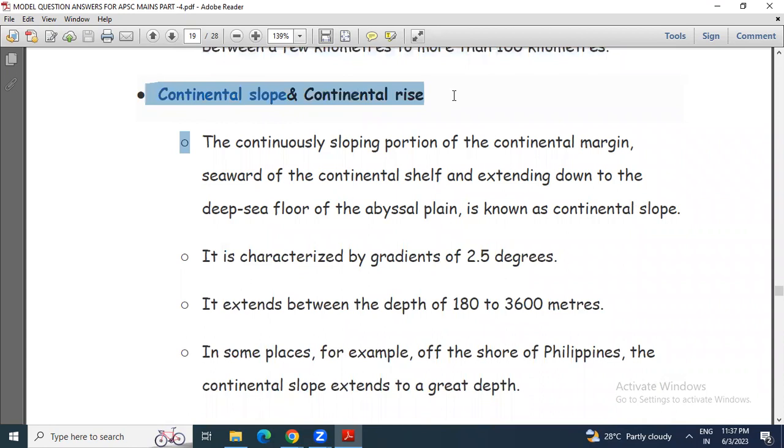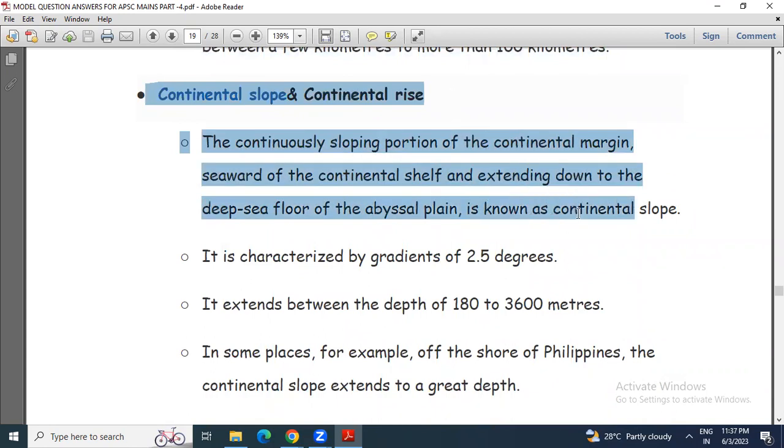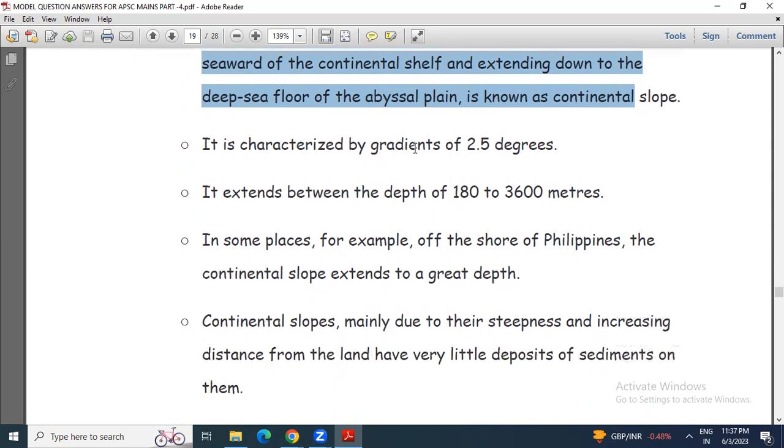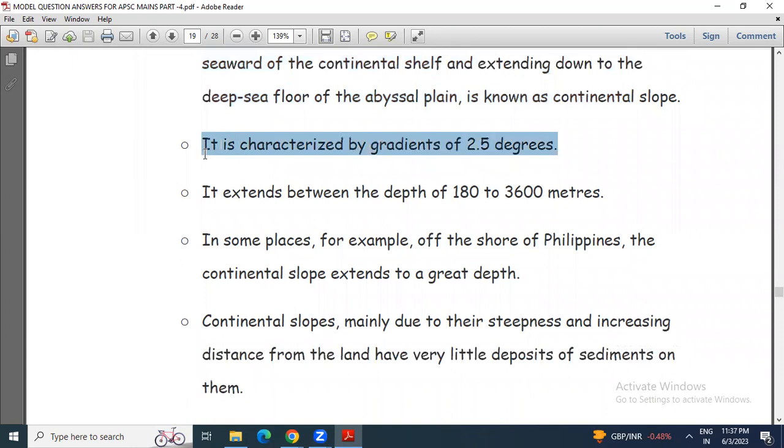Then continental slope and continental rise. The continuously sloping portion of the continental margin seaward of the continental shelf and extending down to the deep sea floor of the abyssal plain is known as continental slope. In the first diagram I showed, the area from the continental shelf to the deep sea floor is what we call the continental slope. It is characterized by a gradient of 2.5 degrees.